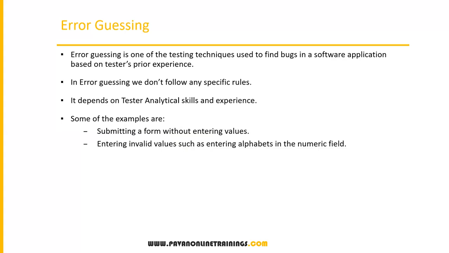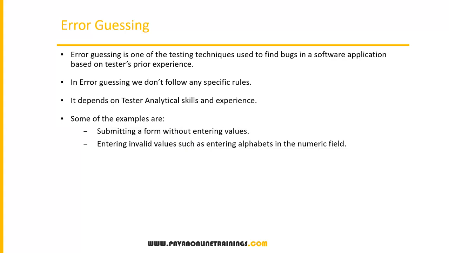Okay, and some principles we follow here. Some examples are, let's say, submitting the form without entering a value. So what will you expect? I haven't entered any value in the form, but I just click on submit. So some error message should be displayed, and that is an error we are guessing. We are expecting some error should be there. So that is called error guessing.